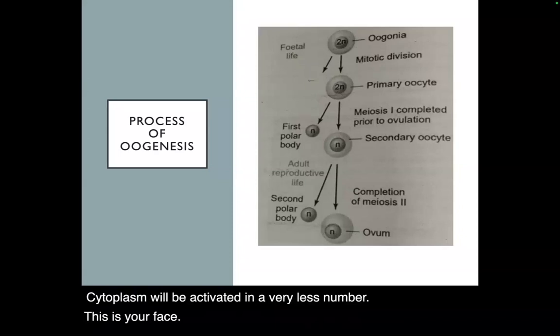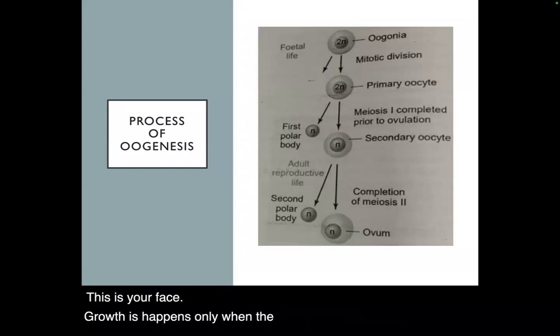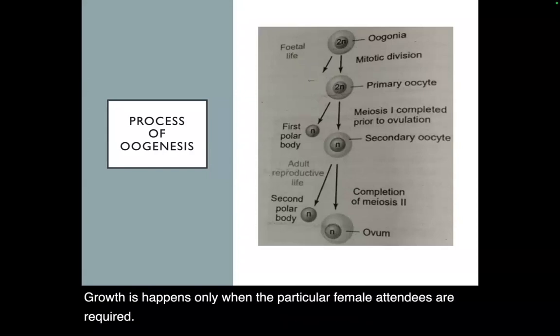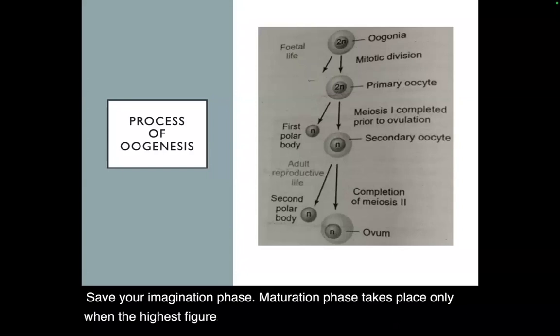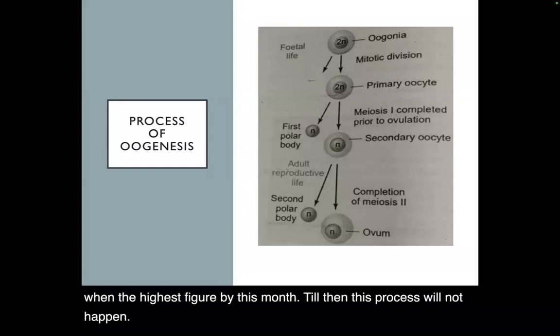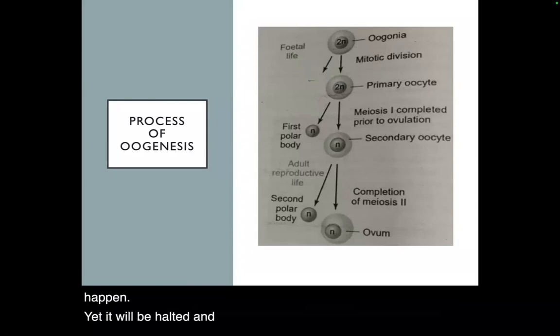This growth phase happens only when the particular female attains her puberty. The next phase is the maturation phase. Same here, the maturation phase takes place only when the egg is triggered by the sperm. Till then, this process will not happen. Here it will be halted, and monthly we will be getting menses.